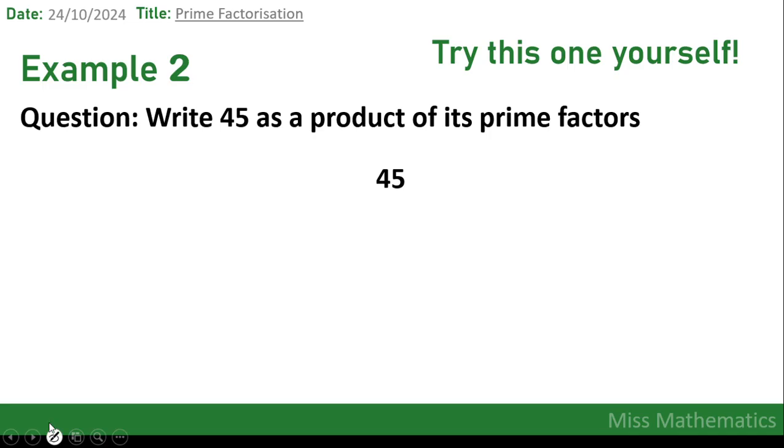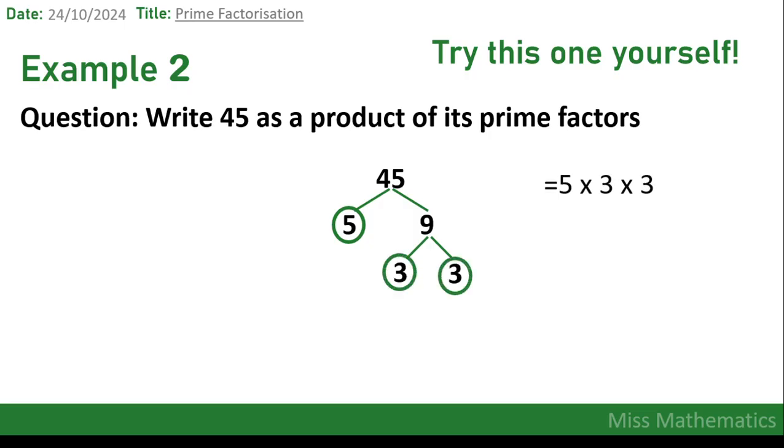Write 45 as a product of its prime factors. Try this one out before I explain it. So 45 can be made by doing 9 times 5. We get a prime factor already, which is 5, and then we have to simplify 9 further. So we can split that into 3 times 3, and these are both prime factors. So you can do 5 times 3 times 3, which is the same thing as saying 5 times 3 squared, and that is the index notation of 45.